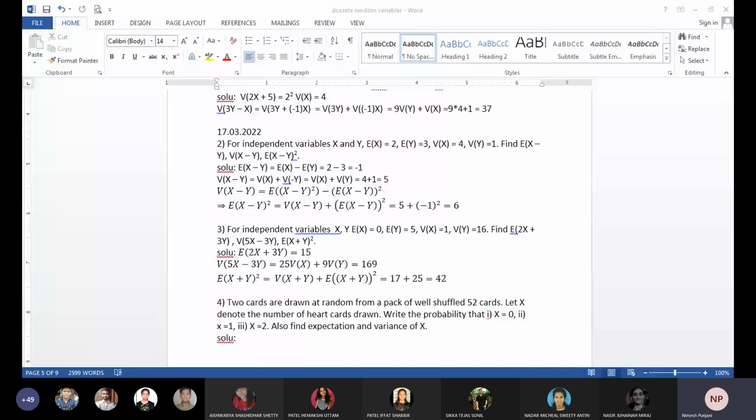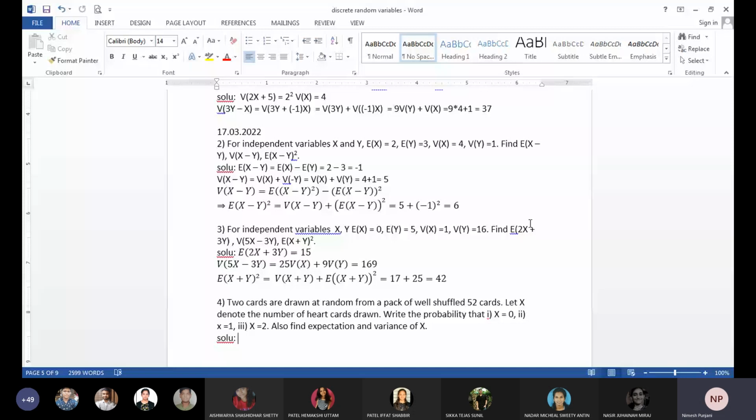So here what does the question say? X denotes the number of heart cards. So in all, how many heart cards are there? 13. How many heart cards are there? 13. Good.